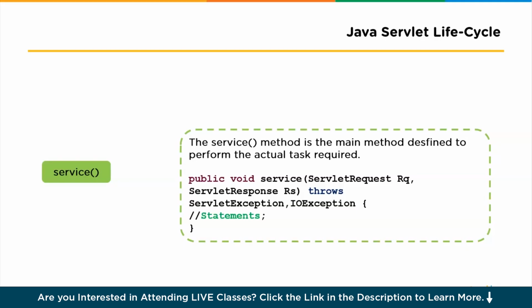methods as appropriate. So you have nothing to do with the service method, but you override either doGet, doPost and other types depending on what type of request you receive from the client. So this is how the init and service methods work. Now digging a little deeper, we have the doGet, doPost, doDelete and doPut methods.